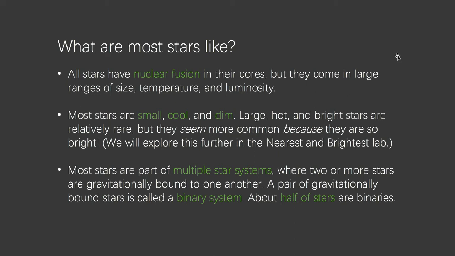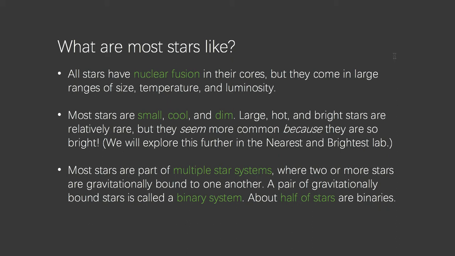So you'll explore this a little bit further when you do the lab this week, where you actually plot out the stars that are nearest to us and look at their properties, and the stars that are brightest and look at their properties. And then in the comparison between those two groups, you can see that the small, cool, dim stars are much more common. The large, hot, bright stars are less so, but they are the brightest stars in our night sky.